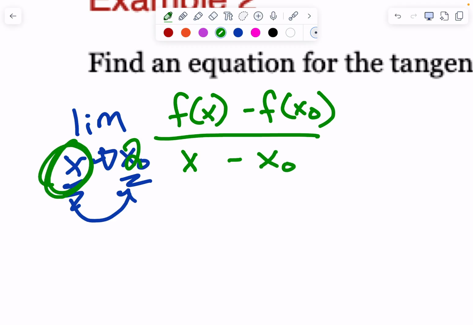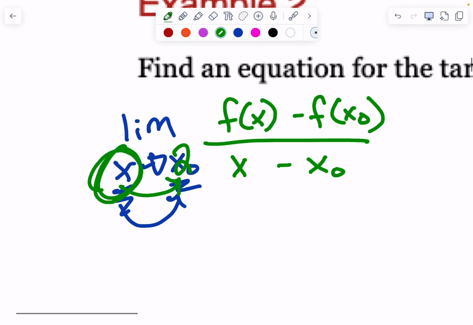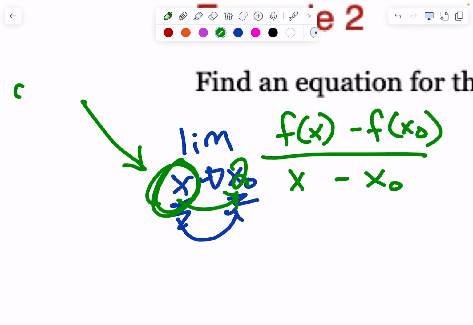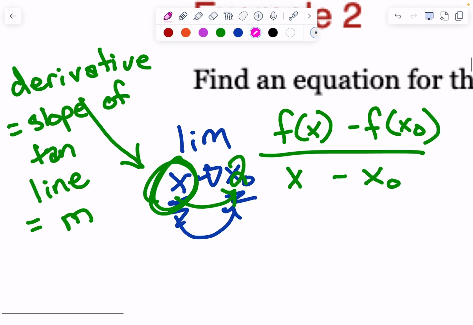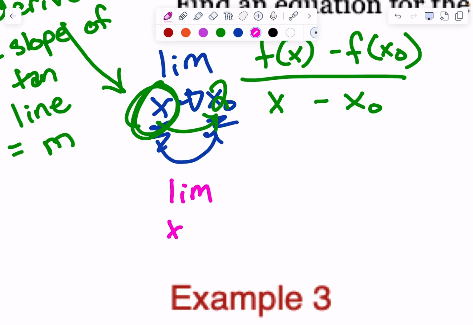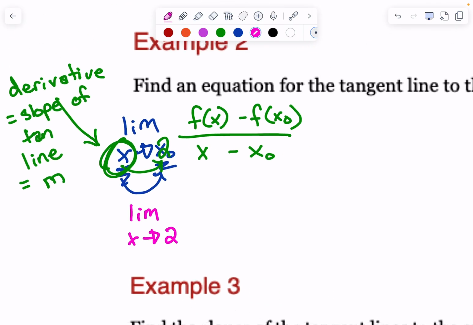So we're taking our point and we're sliding it closer to that x naught value, which is 2, okay? And then we're plugging this in and we're finding the limit, because this is going to give us the derivative, okay? And a derivative is the slope of the tangent line, okay? So this will give me m for my equation for my tangent line, right? This is what a derivative is using this limit function, all right? So that's the formula. I've got the limit as x goes to x naught, which was 2, right? And now I'm going to plug stuff in.